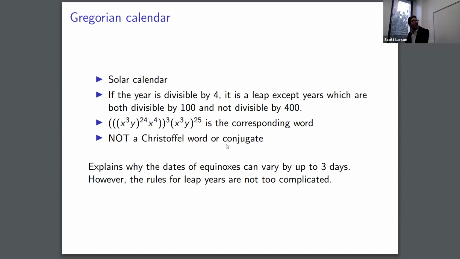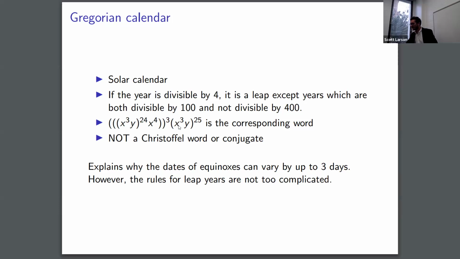All right, last we have the Gregorian calendar, which is a solar calendar. It's just based on the year. So obviously you guys probably know the rules for leap years. But you get the corresponding word. So x is just a normal year. y is a leap year. And it's actually not a Christoffel word or a conjugate of a Christoffel word.